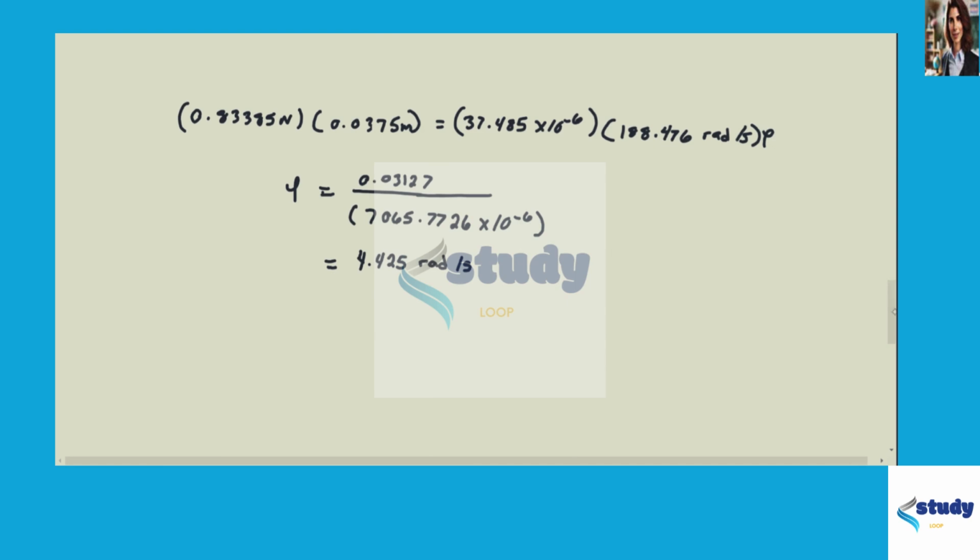And now we can find the error, which is given as 4.425 minus 4.807, the number that we found above, divided by 4.807, times 100%, and we get negative 7.95%.